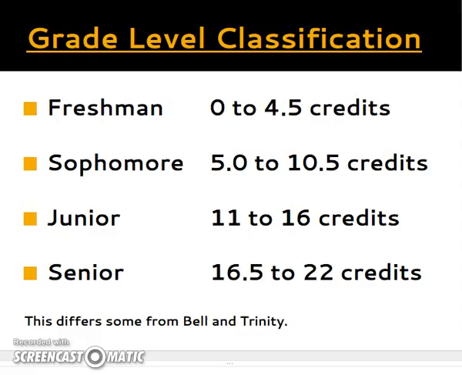Another important part of graduation plans is understanding the grade level classification. This does differ somewhat from Bell and Trinity, but at Keys High School you're considered a freshman if you have 0 to 4.5 credits, a sophomore if you have 5 to 10.5 credits, a junior if you have 11 to 16 credits, and a senior if you have 16.5 to 22 credits.